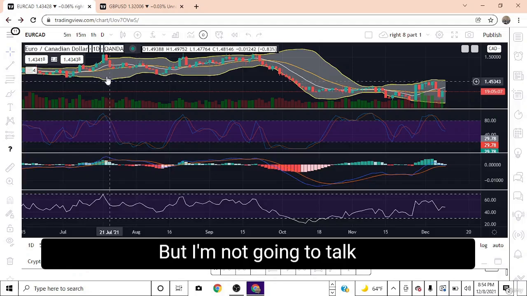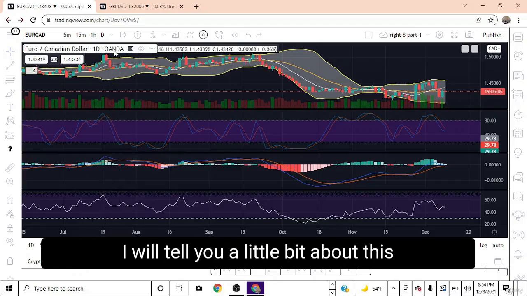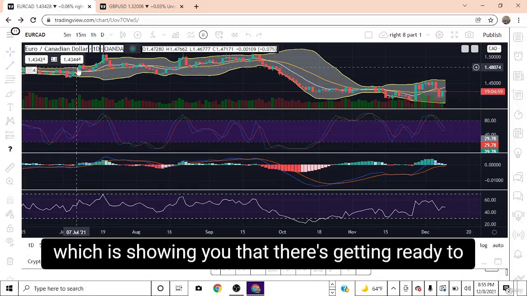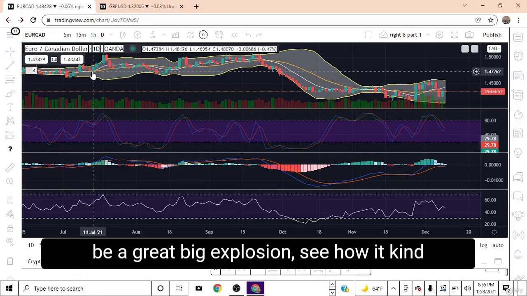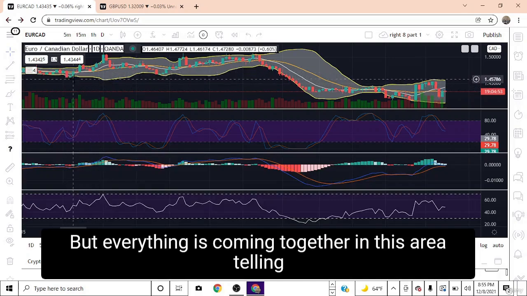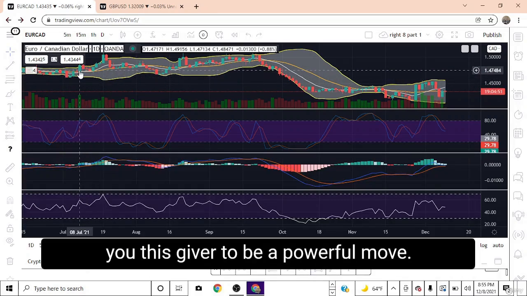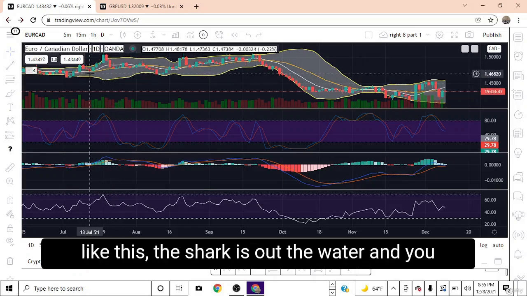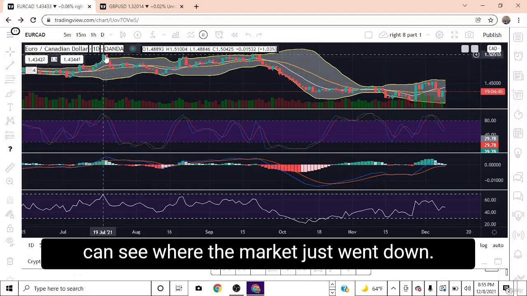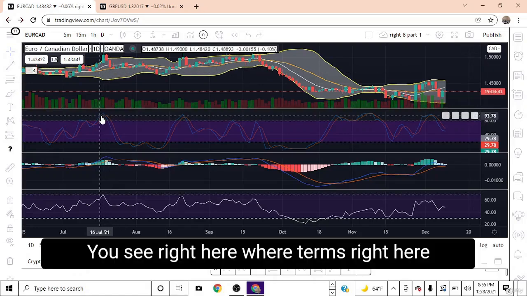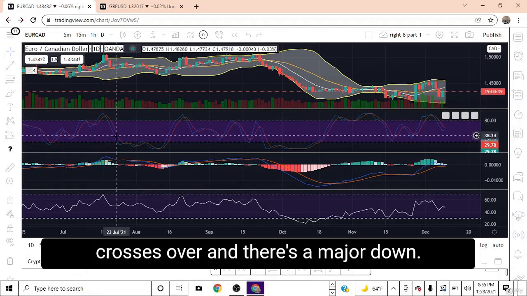Okay? But I'm not going to talk about this little puppy right here. I will tell you a little bit about this. It's called the Bollinger Band. The Bollinger Band pinches, which is showing you that there's getting ready to be a great big explosion. See how it kind of opens up and starts to come out, but everything's coming together in this area telling you there's going to be a powerful move. And I used to call this, when it opens up like this, the shark is out the water. And you can see where the market just went down, down. And you see it right here where it turns, crosses over, and there's that major down.